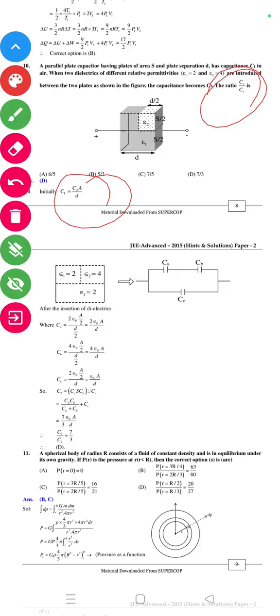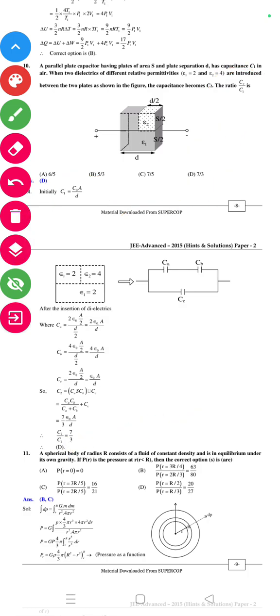CA is equal to 2 E0 A by (d by 2) is equal to 2 E0 A by d. CB is equal to 4 E0 A by (d by 2) is equal to 4 E0 A by d. CC is equal to 2 E0 A by (d by 2), and it is E0 A by d. C2 is equal to CA CB by (CA plus CB) plus CC, यानी 7 by 3 E0 A by d. तो C2 by C1 इक्वल टू कितना आ जाएगा, 7 by 3. तो इसका आंसर कितना आ जाएगा, ऑप्शन D, 7 by 3.